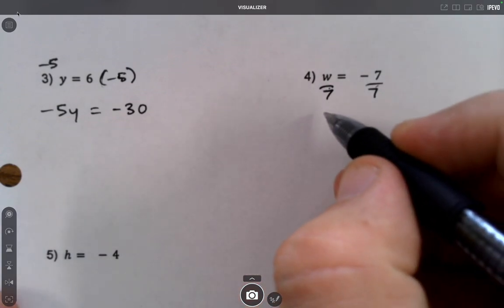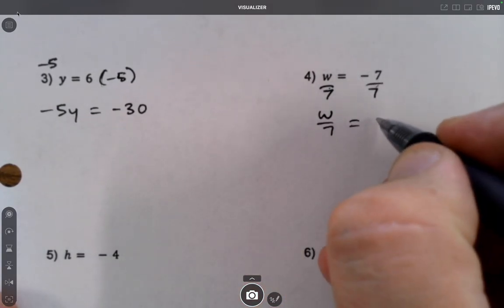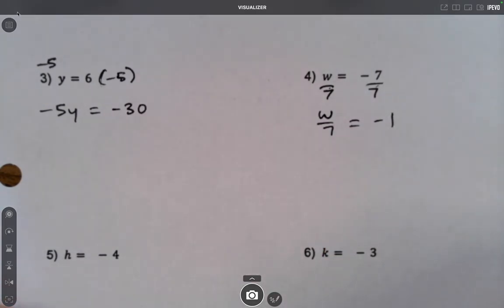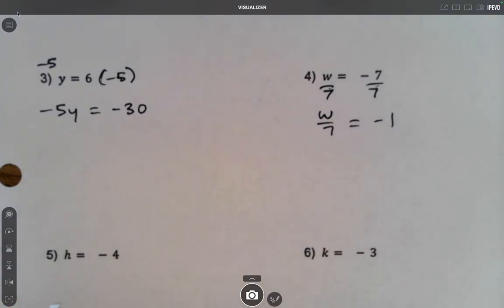W divided by 7, we will just leave that as a fraction. Negative 7 divided by 7 is negative 1. Very good. So now we have 2 questions where they will have to multiply and divide. We'll see how they handle this.